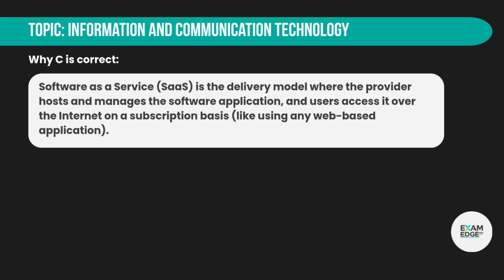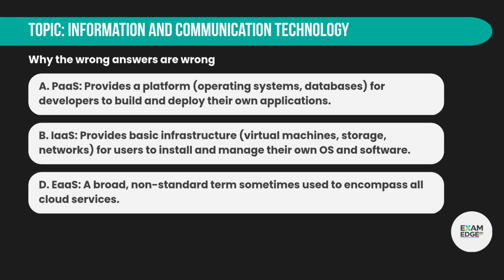Why C is correct? Software as a Service, SaaS, is the delivery model where the provider hosts and manages the software application, and users access it over the internet on a subscription basis, like using any web-based application. Why the wrong answers are wrong? A. PaaS provides a platform, operating systems, databases, for developers to build and deploy their own applications. B. IaaS provides basic infrastructure, virtual machines, storage, networks, for users to install and manage their own OS and software. D. EaaS, a broad, non-standard term sometimes used to encompass all cloud services.